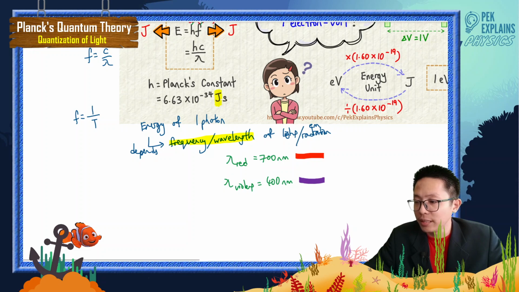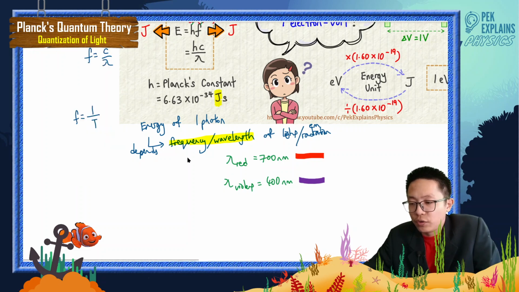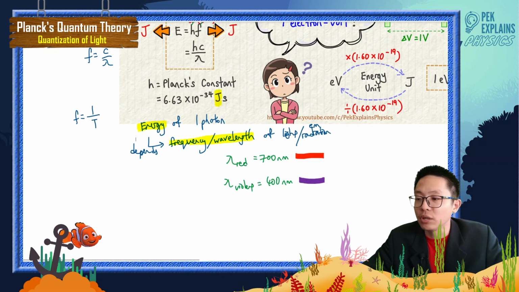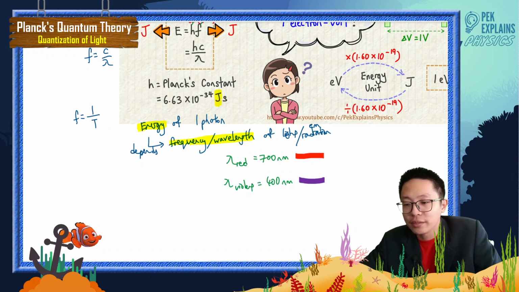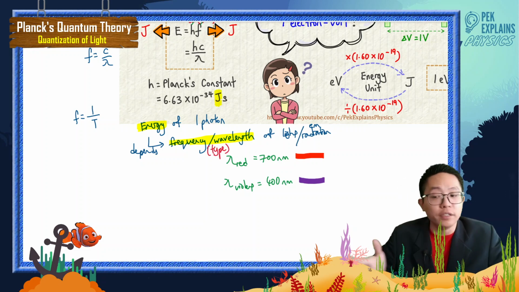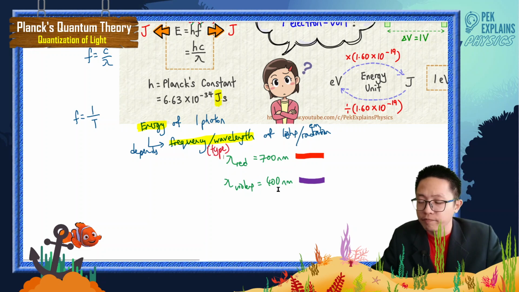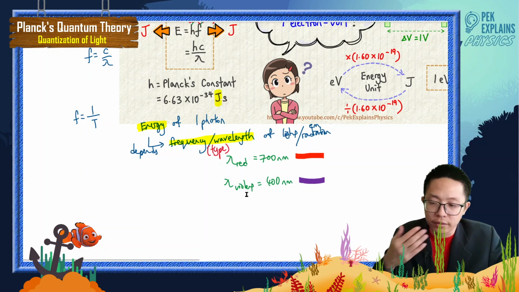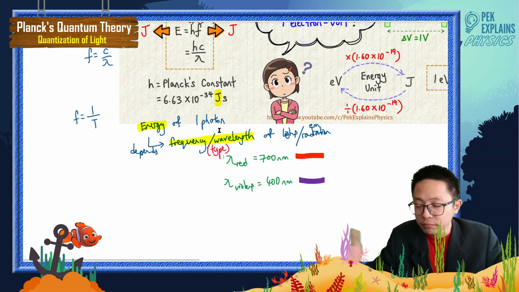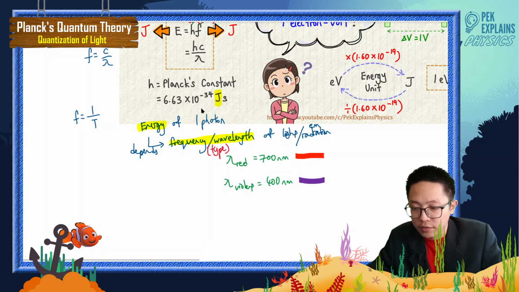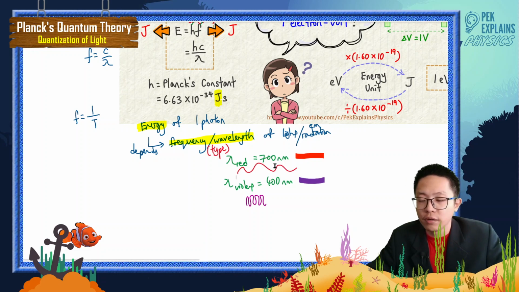The energy of a photon depends on what? It depends on the type of light. Different wavelength, different type. Like 700 nanometer is red light, violet is 400 nanometer. So different types of light, different types of radiation. You see violet is a very short wavelength. Red is a very long wavelength.